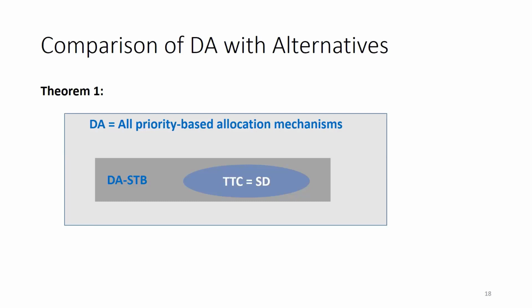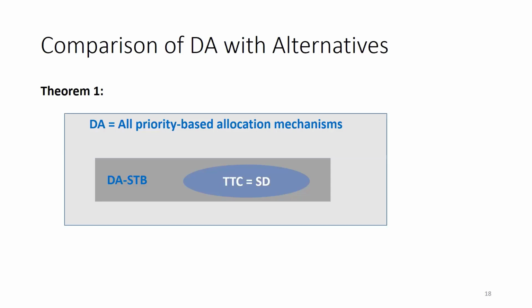The next result is a comparison of DA with alternatives, given that these inputs, the menus, the priorities, and the capacities can be flexible. The theorem says that for certain priorities and capacities, deferred acceptance can implement anything that can be implemented by any priority-based allocation mechanism. And deferred acceptance with single tiebreaker, which is a refinement of DA, already encapsulates top trading cycles as well as serial dictatorship. And top trading cycles is the same as serial dictatorship when we consider these flexible inputs.